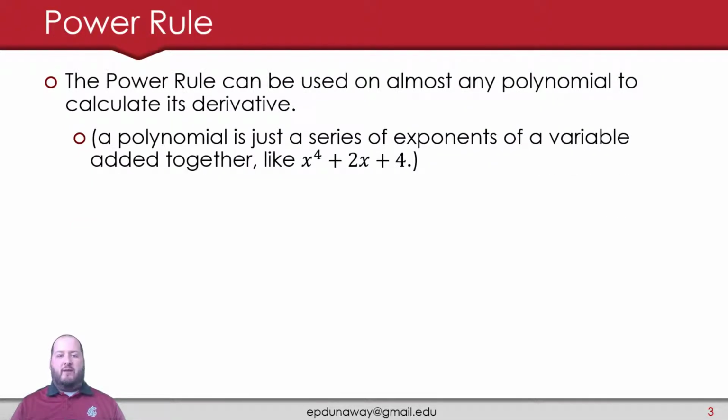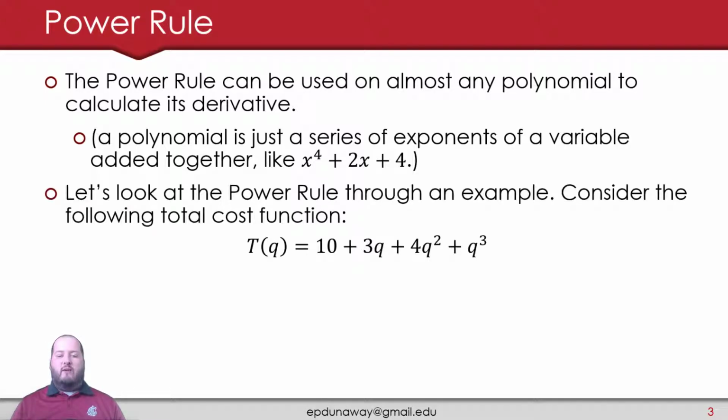So the first one is our power rule. The power rule can be used on almost any polynomial to calculate its derivative. A polynomial is just a series of exponents of a variable, and usually they're added together. For example, we have a polynomial right here: x to the fourth power plus 2x plus 4. Each of those individual terms is a polynomial, and we can chain polynomials together. That's what we're going to use the power rule on.